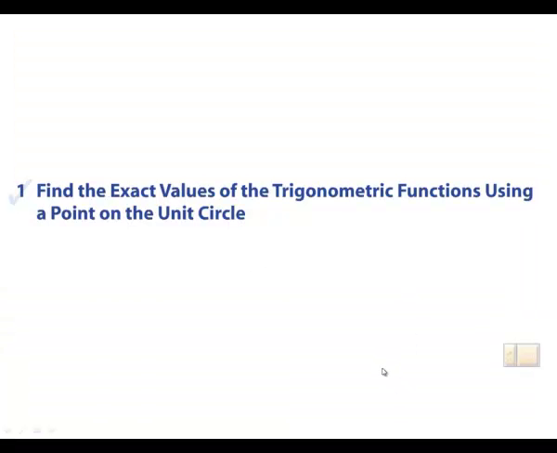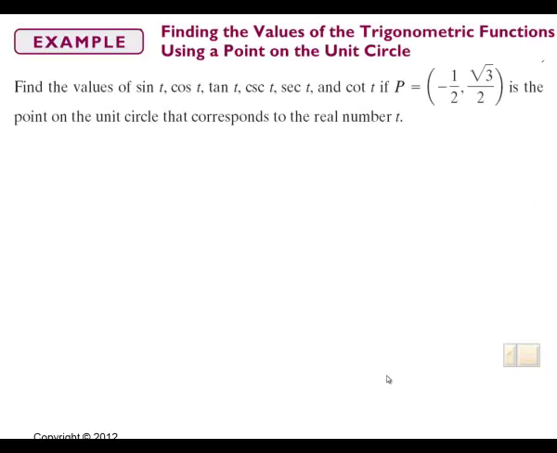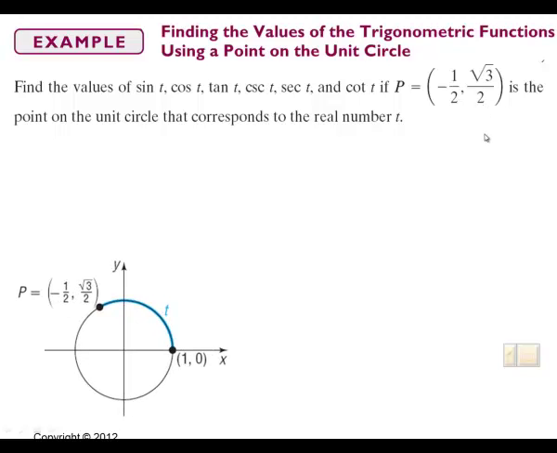Find the exact values of the trigonometric functions using the point on the unit circle. Here we have a point, -1/2, square root 3 over 2, on the unit circle, which corresponds to some real number t. Now, t normally corresponds to radians, whereas theta normally corresponds to degrees. So here we have some value, -1/2, square root 3 over 2, a point on the unit circle.